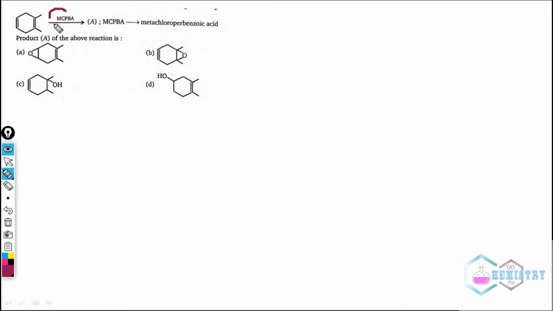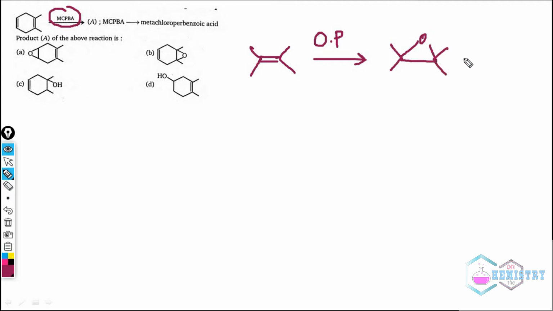Now, what does MCPBA do to a double bond or an olefinic bond? MCPBA, we know, is an organic peroxide, and when an organic peroxide is added to any double bond, a 3-member epoxide ring is formed. This is a very basic reaction, but how do these reactions occur? Peroxide looks somewhat like this. And this oxygen is most electron deficient, and hence this will attack this oxygen.